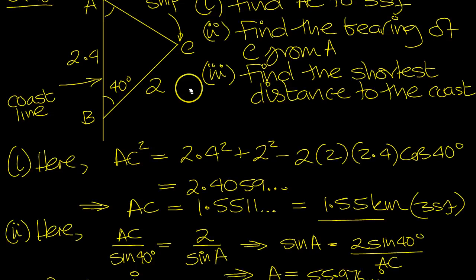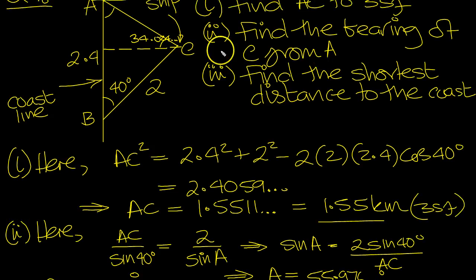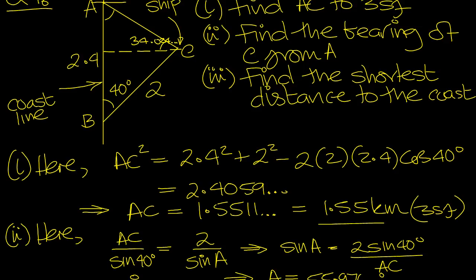Find the shortest distance to the coast. So we need to work out this distance here. So that was 55.976. So this angle here will be 90 minus 55, which will be 34.024. Or 90 minus that, and we know AC, so this distance here is AC cos.